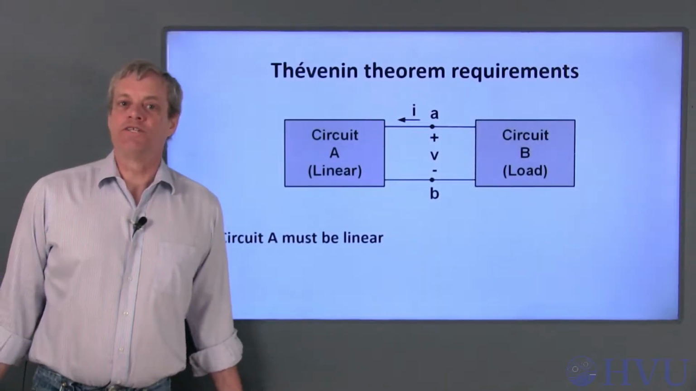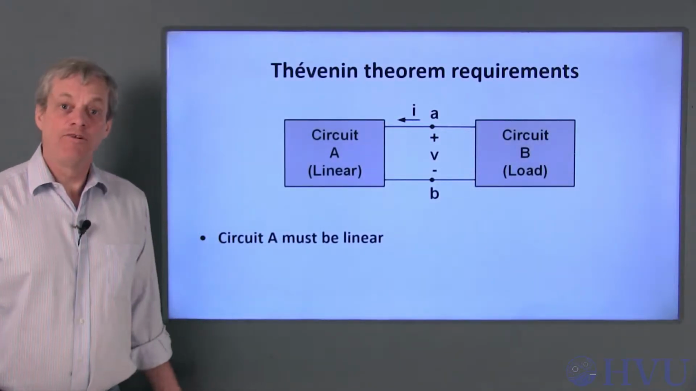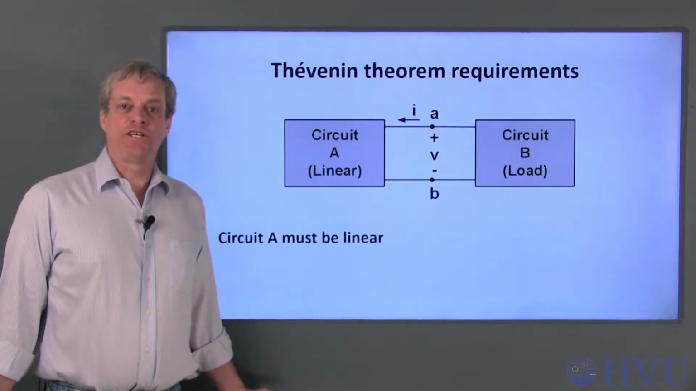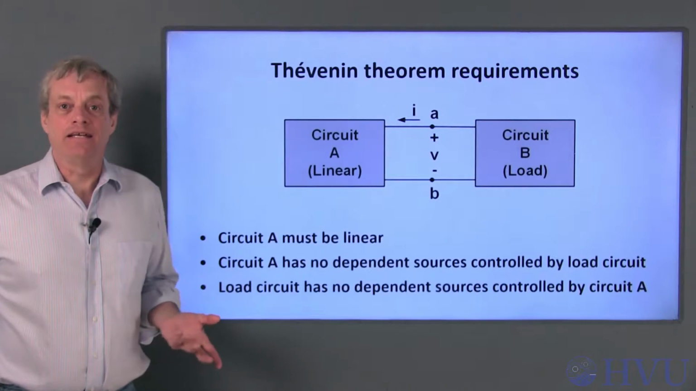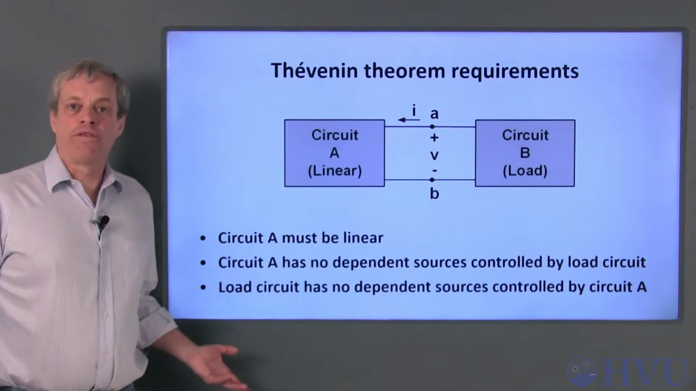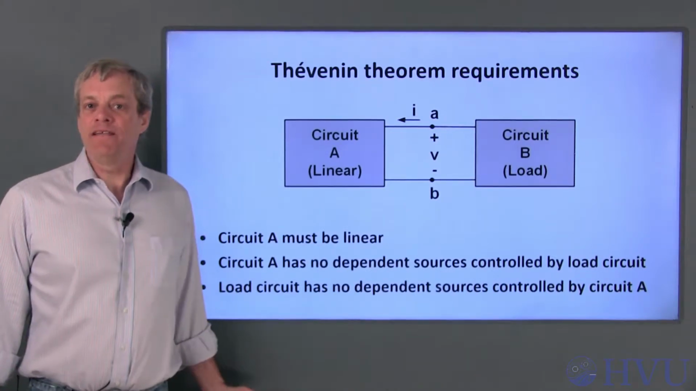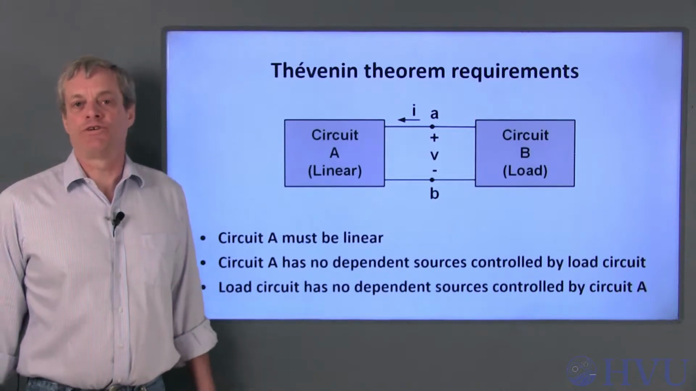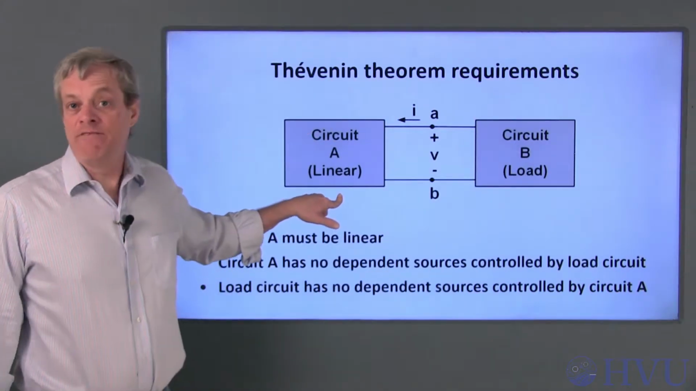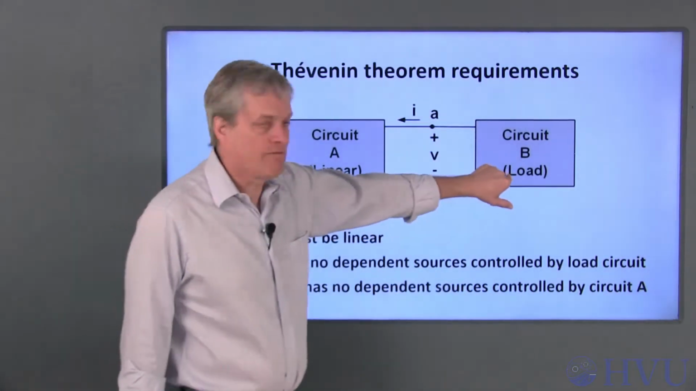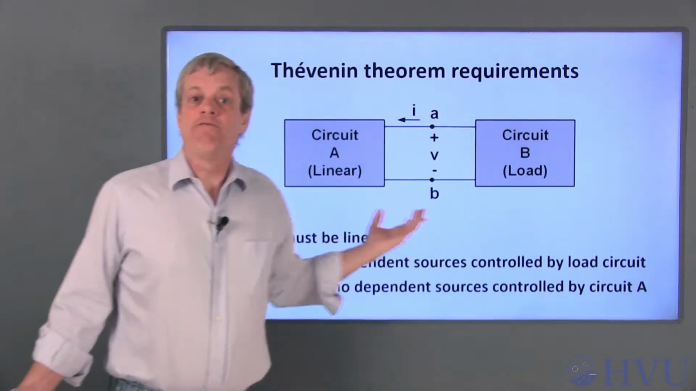There are some conditions for Thevenin's theorem to be applicable. First, since we use superposition in the derivation, the circuit must be linear. Secondly, neither circuit A nor the load circuit can contain dependent sources that depend on voltages or currents in the other circuit. So circuit A can't have any dependent sources that depend on values in circuit B, and vice versa.